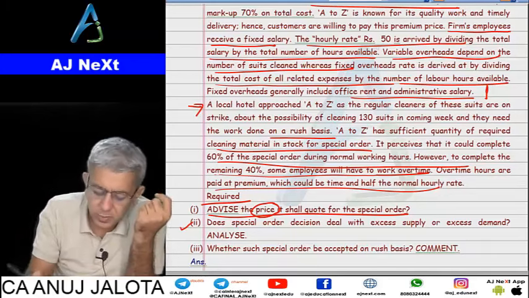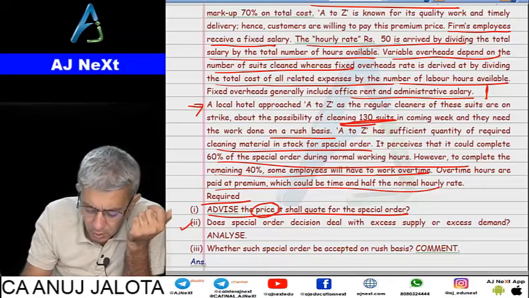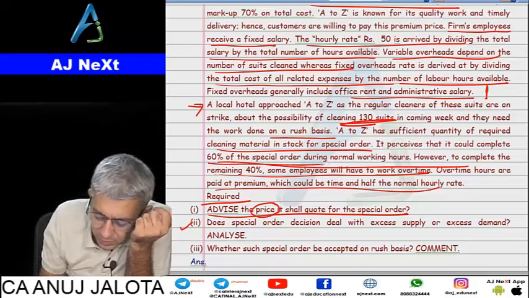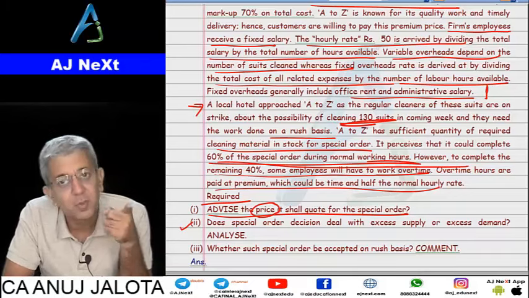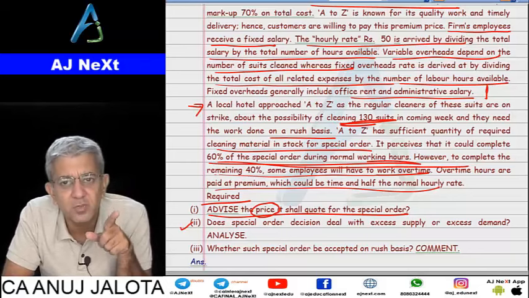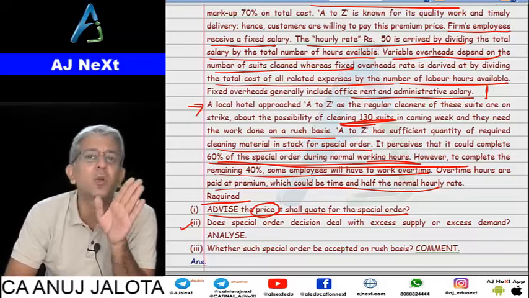Sir, extra cost means, how much order have we got? Cleaning of 130 suits. Now, 60% will be completed during the normal working hours and the remaining 40% will have to be done in overtime. In overtime, workers will be paid at 150% of the normal rate. So try to find out the incremental cost for this order, beta.